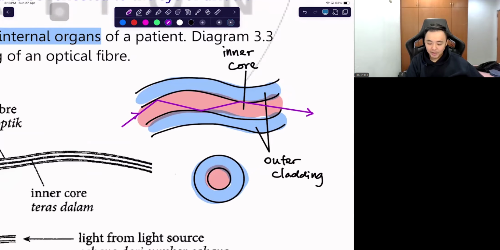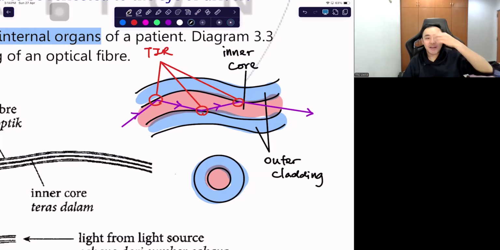But here's the problem. As I mentioned, this thing is transparent. So what is the only way to make this happen? How come the light ray keeps bouncing inside? What is the phenomenon that happens? Obviously, with optic fiber, it's total internal reflection. And again, let me ask you a question: where should you have higher density, the inside or the outside?